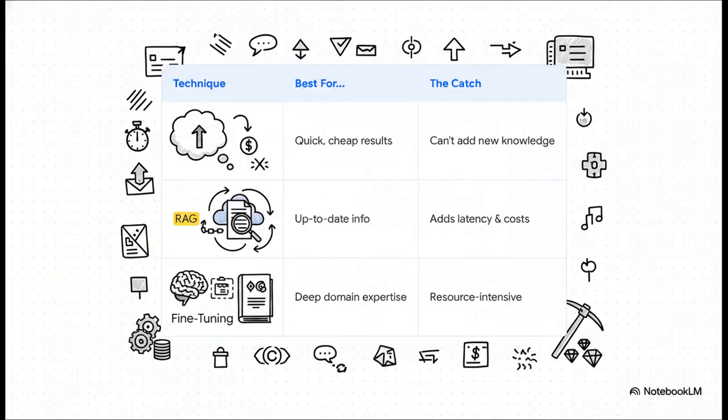So let's wrap it up with this handy chart. You should always start with prompt engineering. It's the fastest and cheapest way to get better results. If that doesn't work because the AI is missing key information, that's your cue to bring in RAG to give it that up-to-date knowledge. And then for those cases where you need true, deep, specialized expertise, that's when you commit the big resources to fine-tuning. It's a logical path forward.